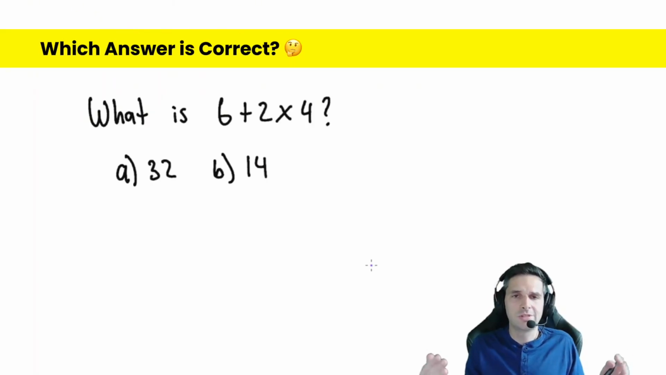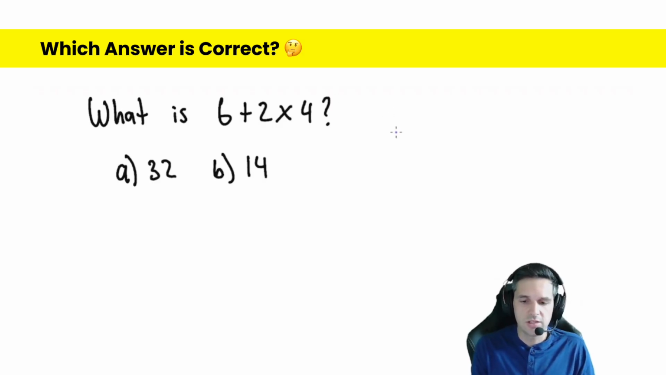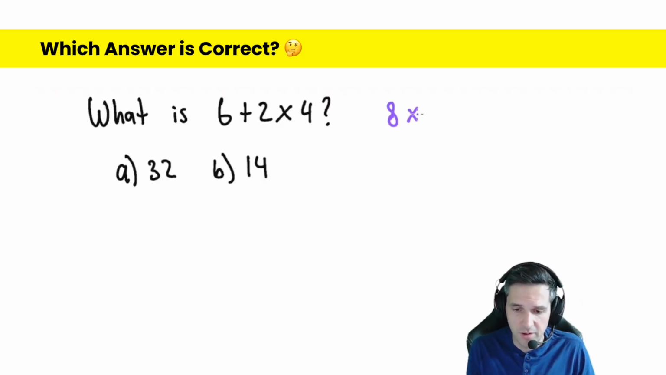What is 6 plus 2 times 4? You're going to look at this and you'll say, okay, well, I know how to add and I know how to multiply, so this should be easy, right? 6 plus 2 is 8. Then I'm going to multiply that by 4. Well, that's going to give me 32.